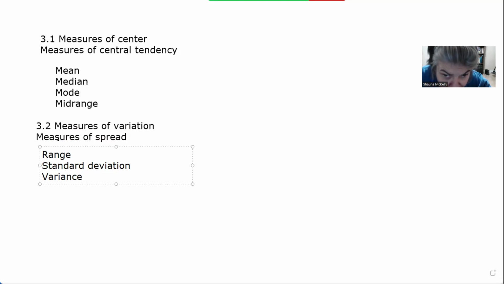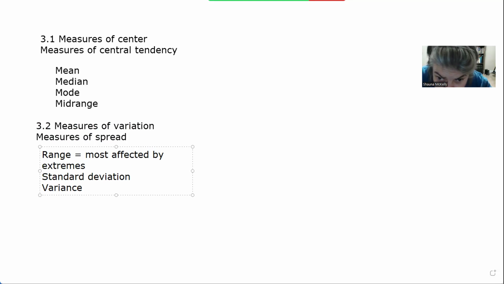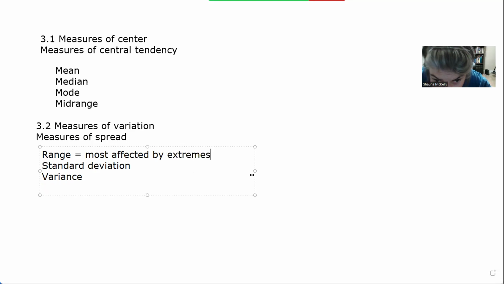A couple of points here. The range is probably the easiest to calculate, but it's also the most affected by extremes, as you might expect, because with the range you're only using two numbers. Even if you've got 100 numbers in the data, you're only looking at the two. So if you have a lot of extremes in the data set, and we'll talk a little bit about that later, you're going to have a problem with the range.